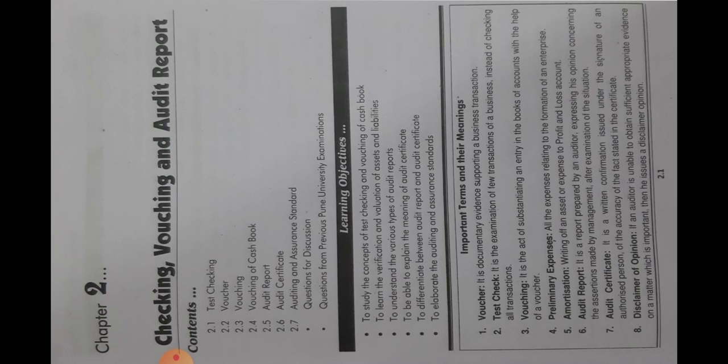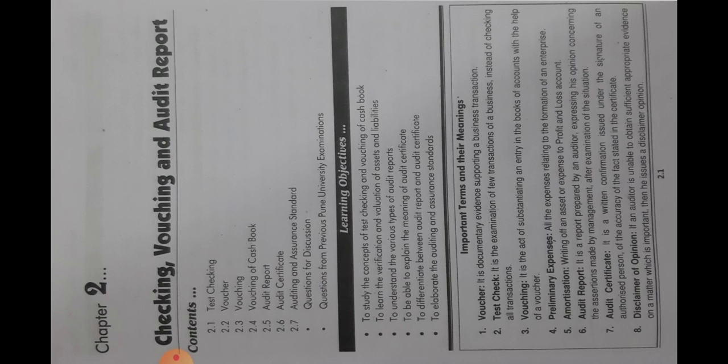Second is test check. It is the examination of few transactions of a business instead of checking all transactions. So as I had mentioned to you about the audit scope earlier, the auditor may, if they are satisfied that the internal control system is good, do test checking, do sample checking. This sample checking is nothing but this test checking.